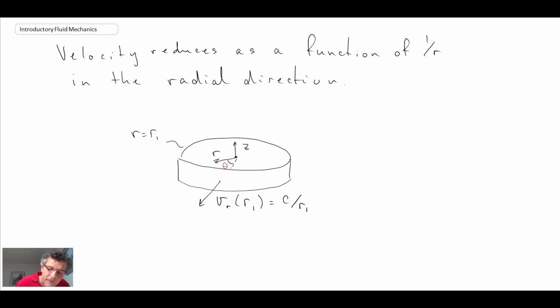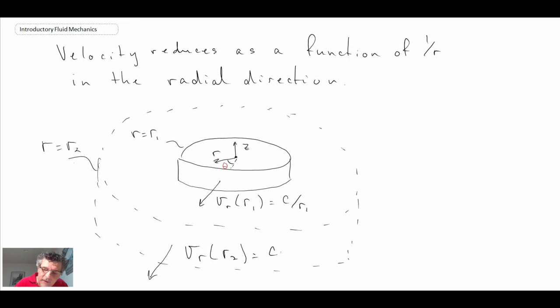And if we go a little bit further out, so if we go way out here, and this would be r equals r2 at a further radial location, then V_r at r2 is just equal to C over r2. So what you're finding is that as you go further and further out, the velocity is going down and down and down just because the area that it's flowing through is getting larger. So by conservation of mass, we know that the velocity is going to drop down. So that's a particular case where there is no V theta, and it's only one-dimensional flow going in the radial direction, but applying the continuity equation to cylindrical coordinates.